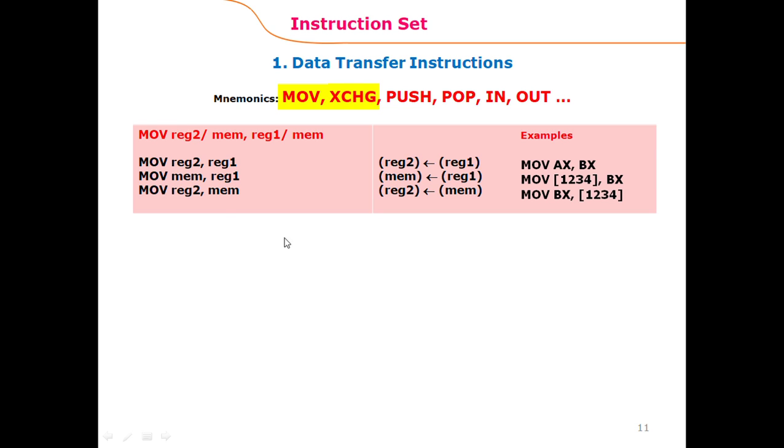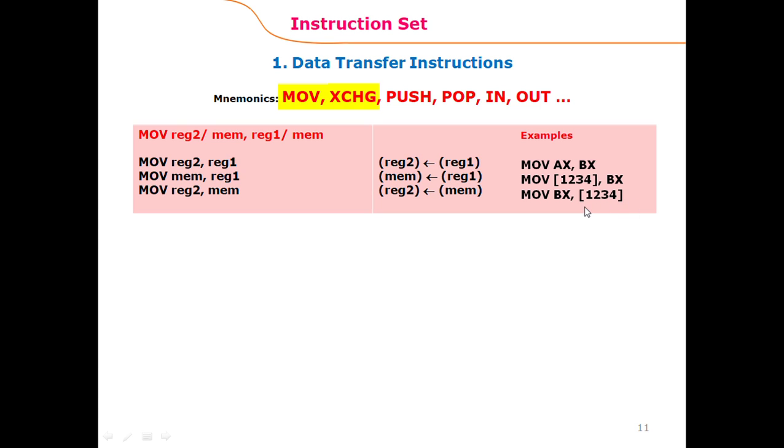Similarly, in this addressing mode, where the source is a memory location and the destination is a register, it is just the other way around of this form of move instruction. So the data is moved from a memory location defined here to register 2 in this case. And this is an example of this move instruction form, where 1234H is a hexadecimal value, a 16-bit offset address. So these brackets again indicate that this value is actually an address and it is not a value. It is not data.